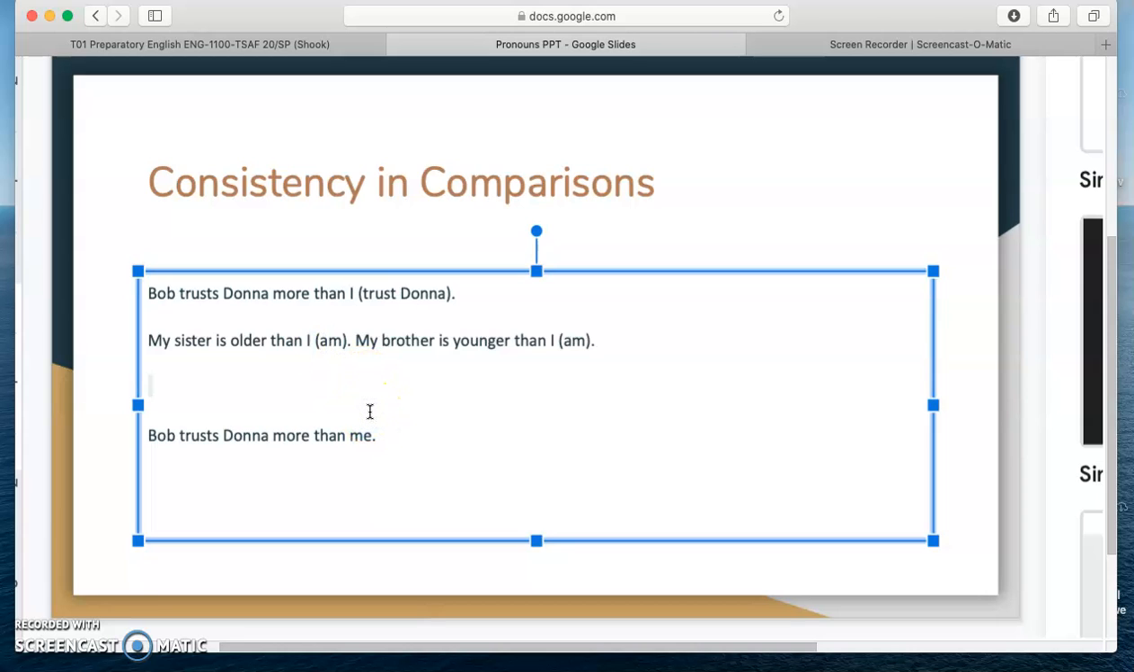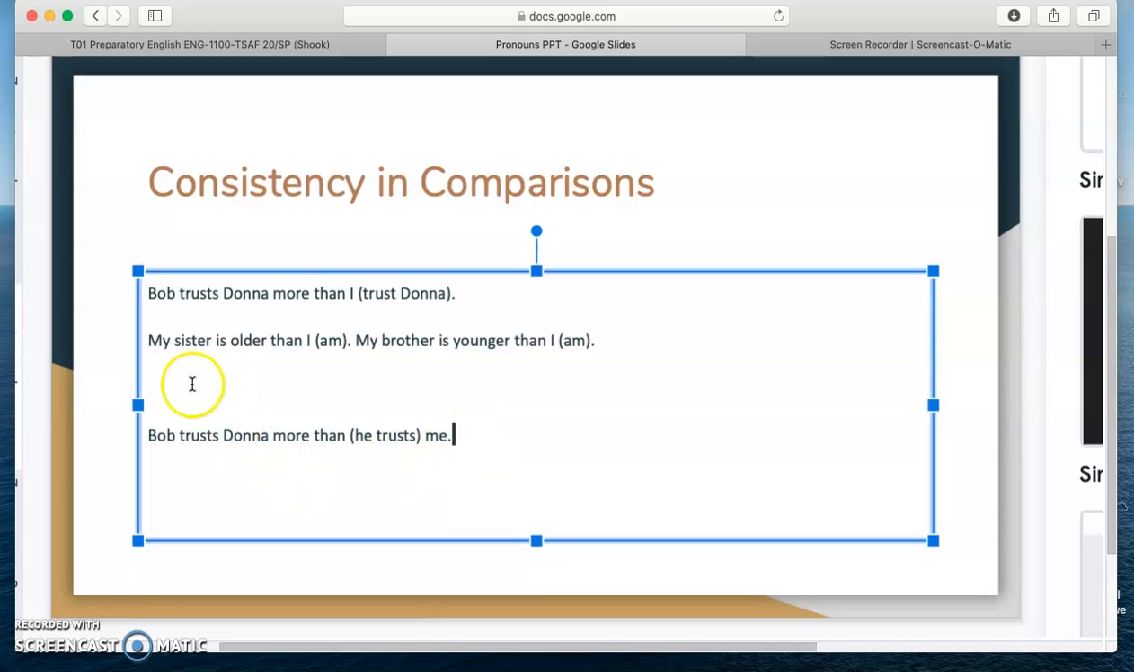Here's how it looks on the opposite end. Bob trusts Donna more than me. In this sentence, Bob trusts Donna more than he trusts me. In the above situation, we put am behind the subject. But we can't write Bob trusts Donna more than me am. That doesn't make sense. But that's also not what we're trying to say. What we're trying to say is Bob trusts Donna more than he trusts me. You see, it all comes down to what you're trying to compare.